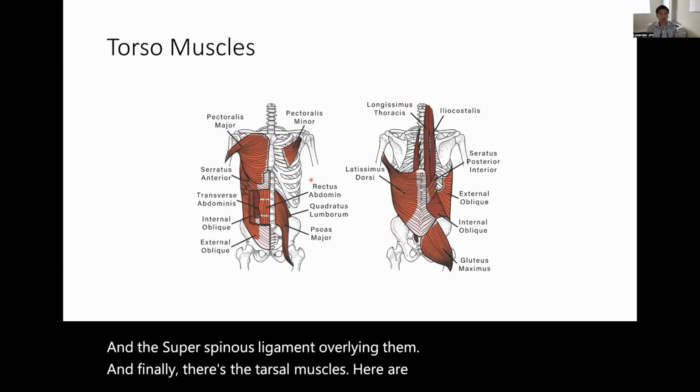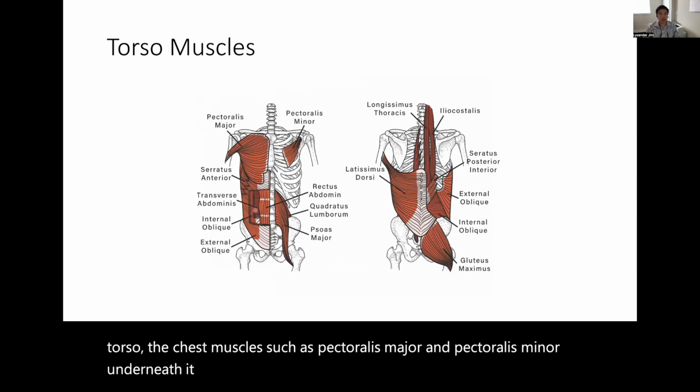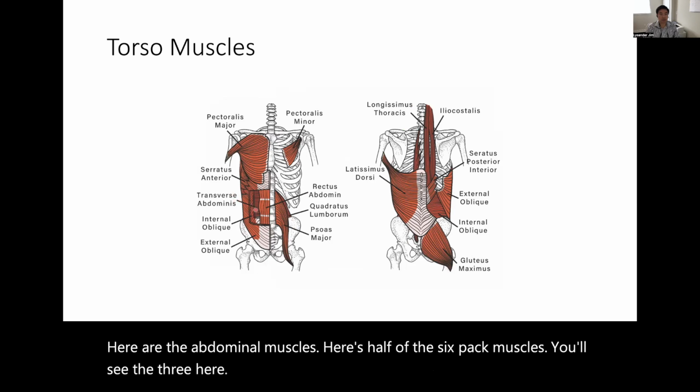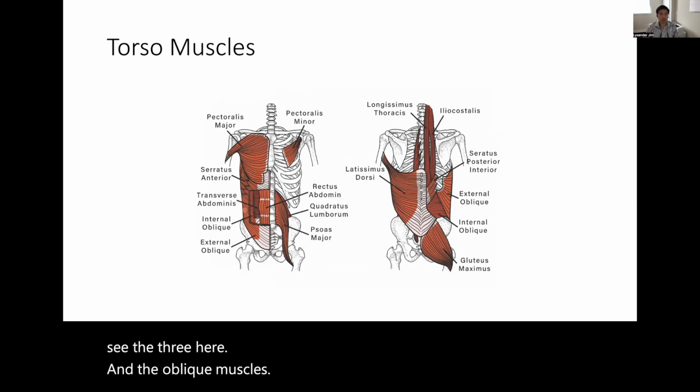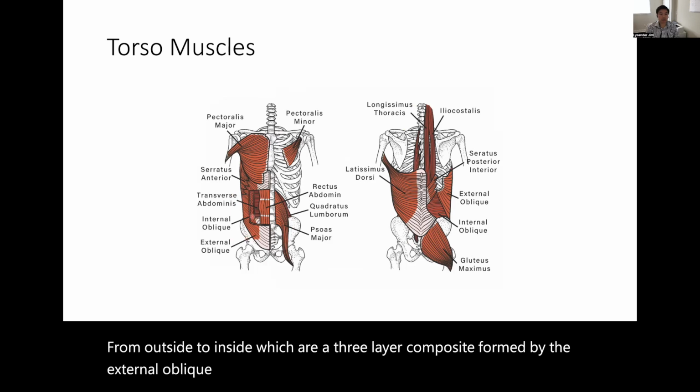Here are muscles in the front of the torso. The chest muscles, such as pectoralis major and pectoralis minor, underneath it. Here are the abdominal muscles. Here's half of the six-pack muscles. You'll see the three here, and the oblique muscles from outside to inside, which are a three-layer composite formed by the external oblique, the internal oblique, and the transverse abdominis.